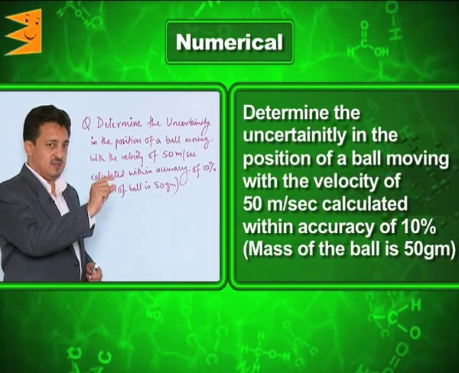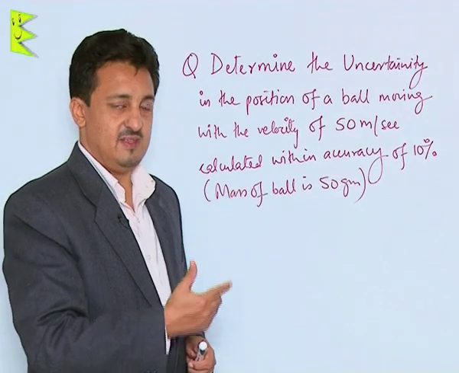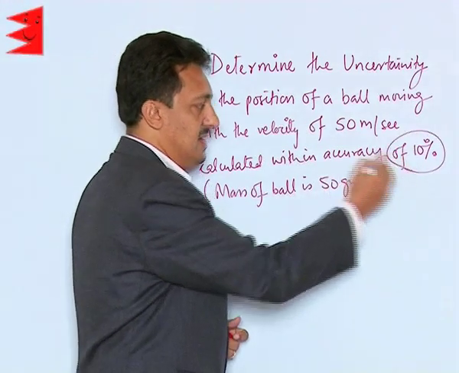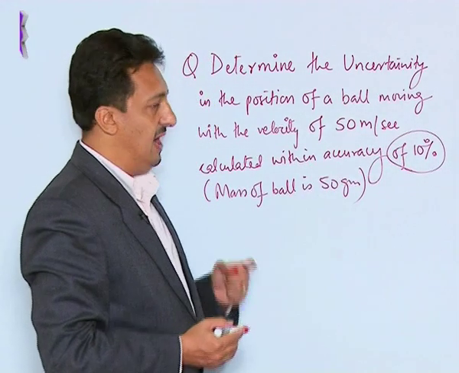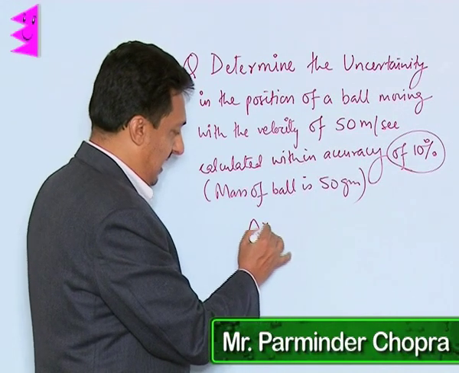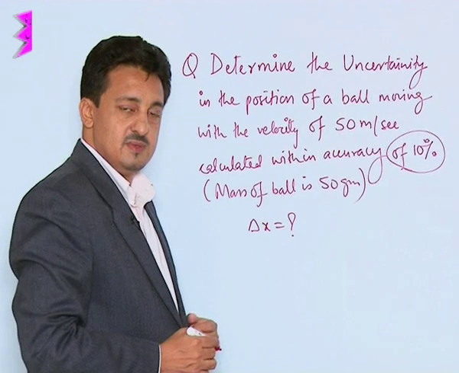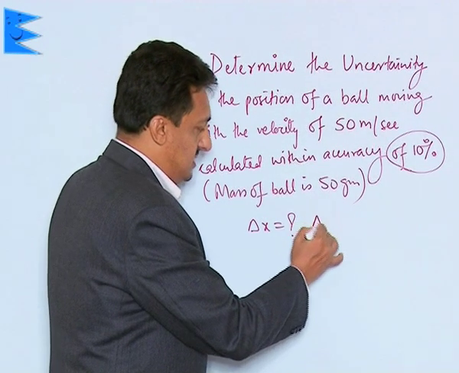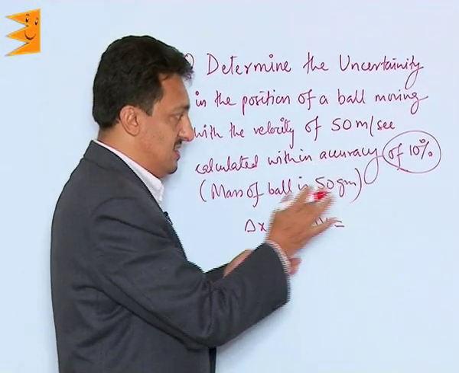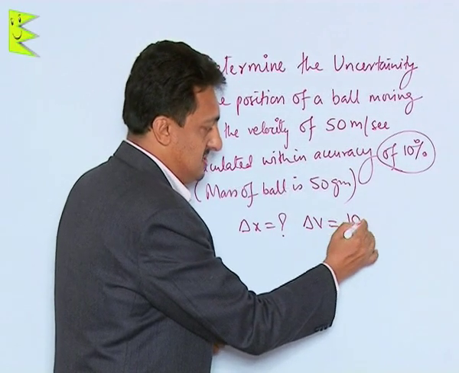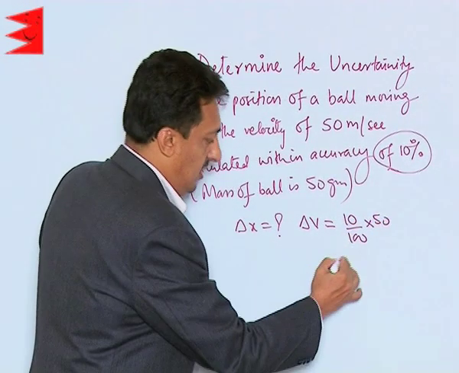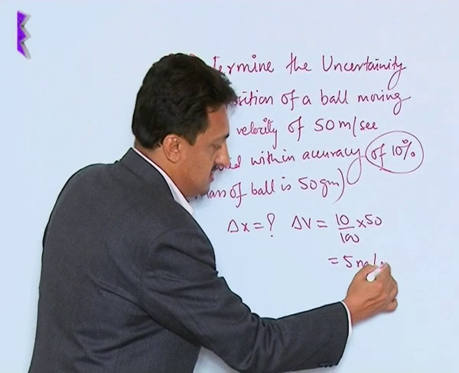So a ball is moving with a speed of 50 meters per second, and its speed has been calculated with an accuracy of 10%, and we have to determine the uncertainty in its position. So delta x we have to find out. The uncertainty in the velocity, since the accuracy is within 10%, will be 10% of 50. So it will come out to be 5 meters per second.